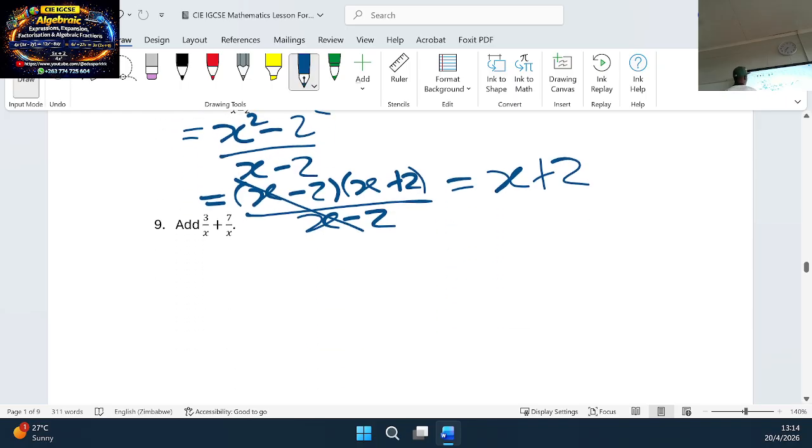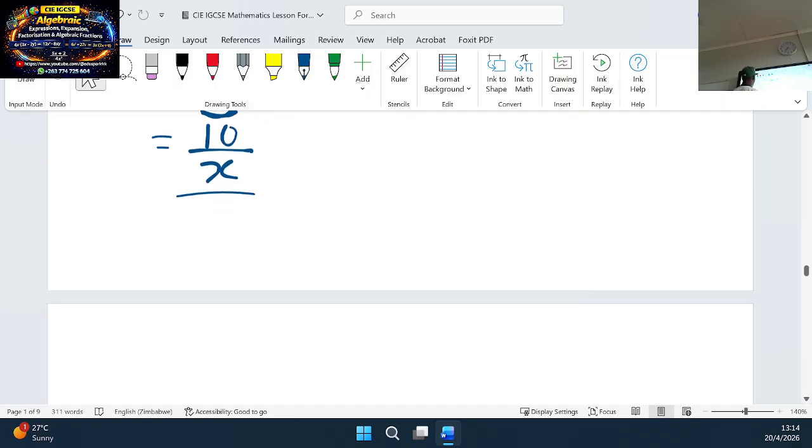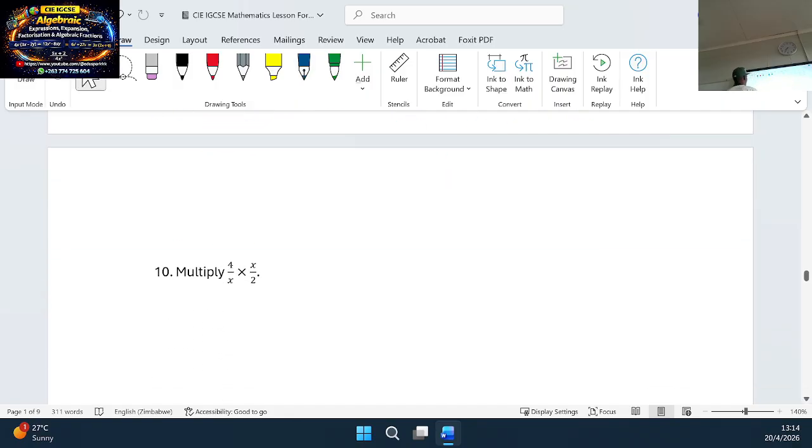Then number 9, I'm interested in a sum, but if I check the denominators, they are the same. So that becomes my common denominator. I simply simplify the numerator as 3 plus 7. It will give me 10 over x.